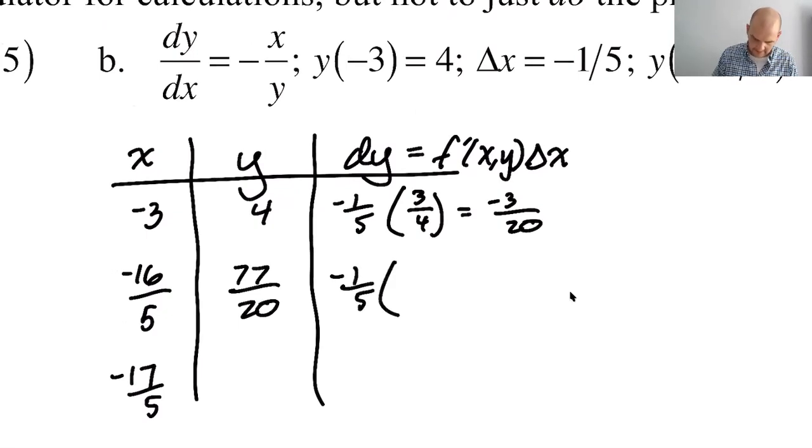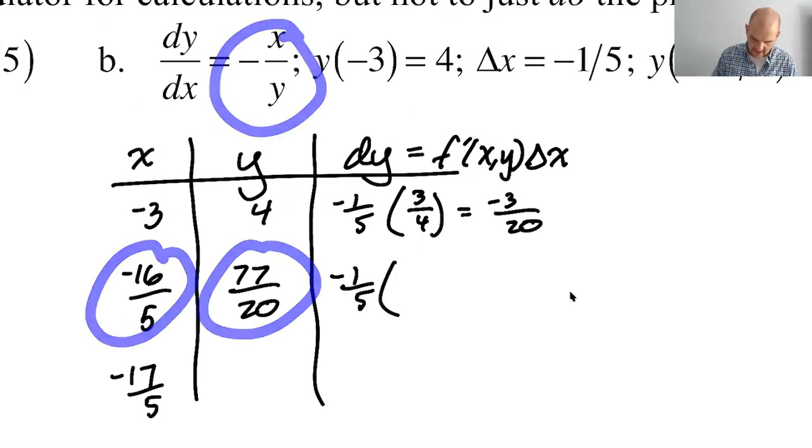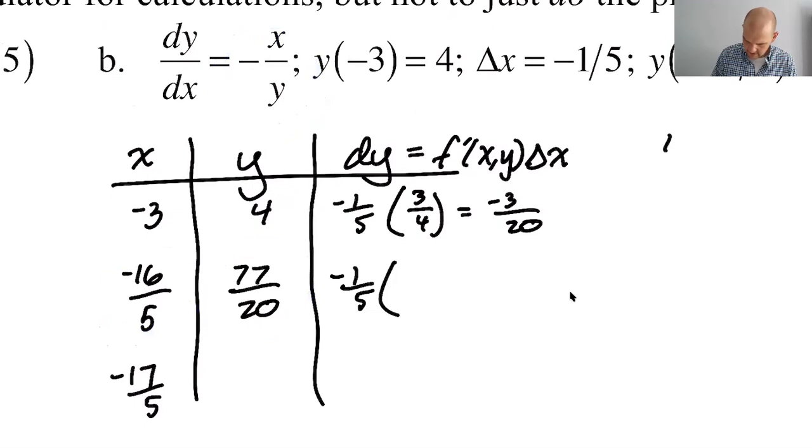We have to do the opposite of x over y, the opposite of this over this. I'll work that out over here. So I need 16 fifths times 20 over 77, which I guess is 64 over 77. This is where I'm going to stop doing this by hand.